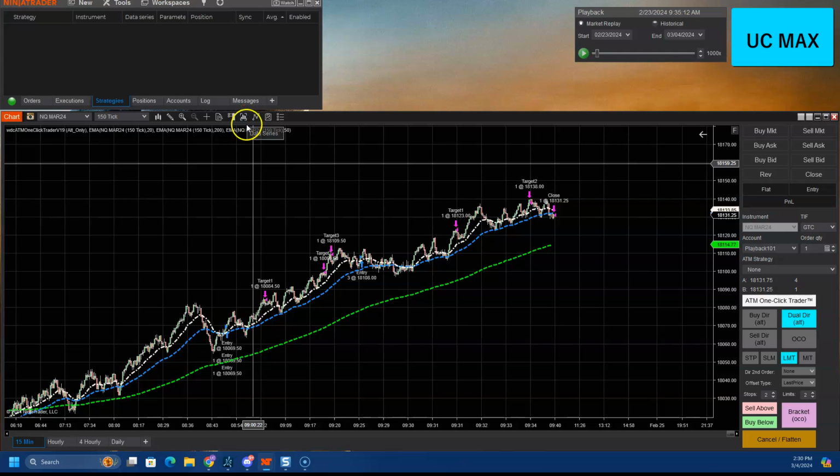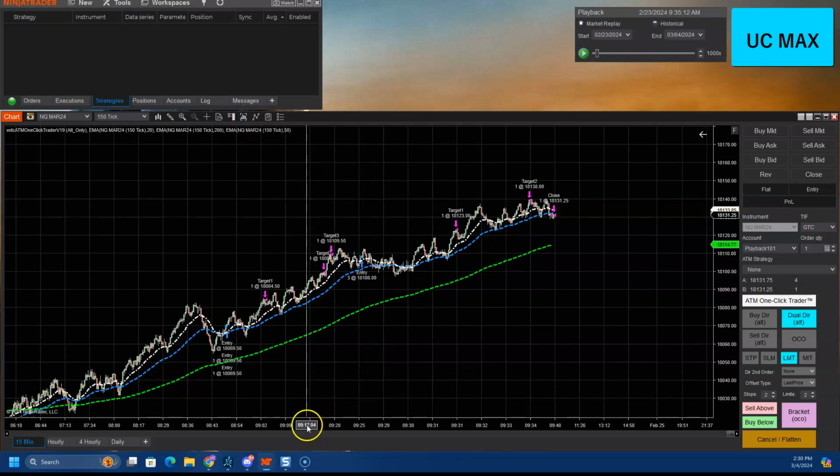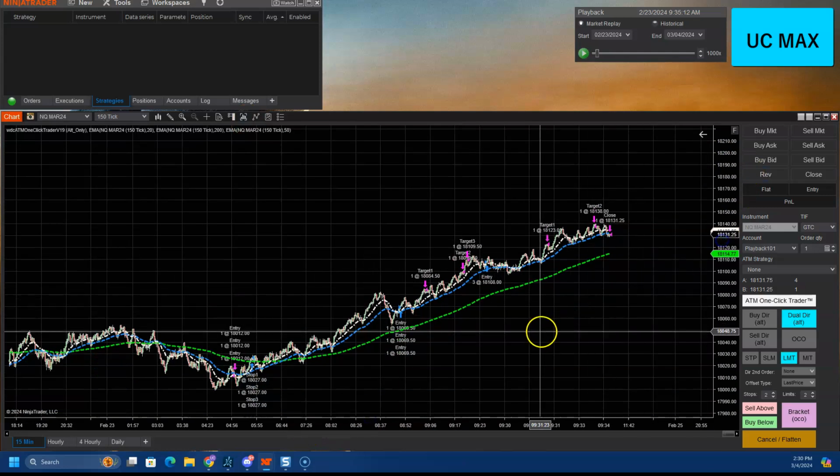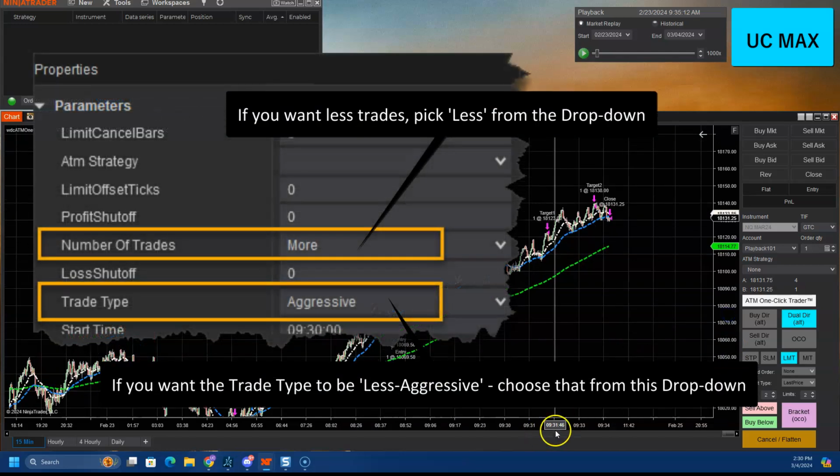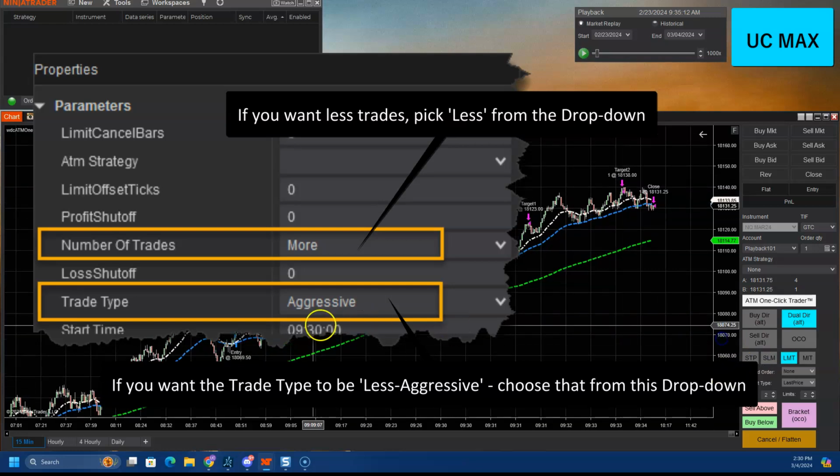Okay, so one thing that you can change is the frequency of these trades. Let's say you are a bit of an aggressive trader, right? So you can tell it to take more trades in this trendy session. You can define that by a parameter, number of trades, more or less. And there's another one, aggressive and non-aggressive, right?